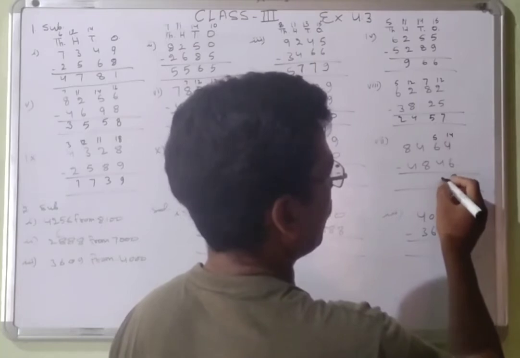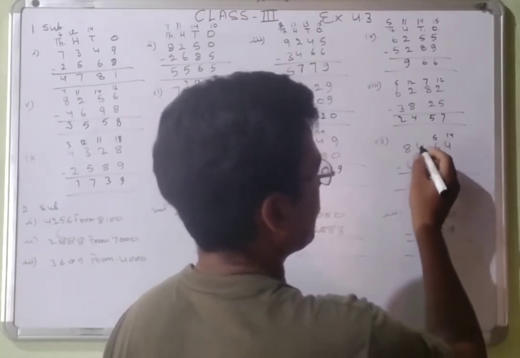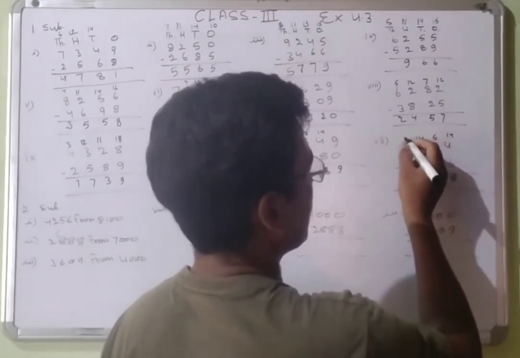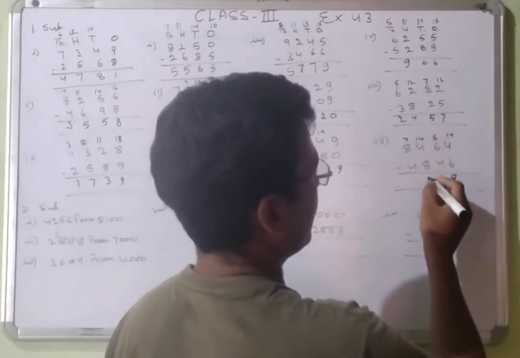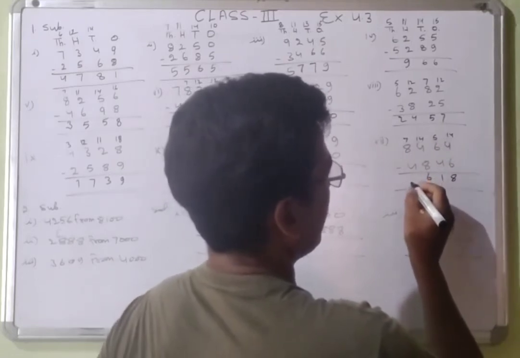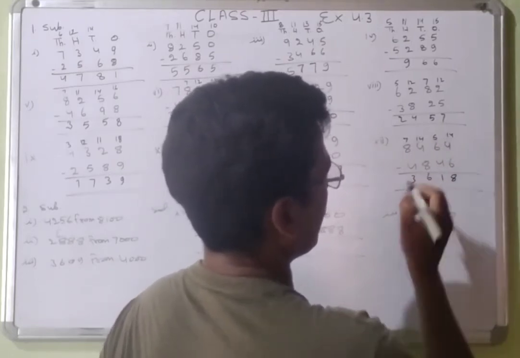5 less 4, 1. This 4 less 8 is not possible. So by carry this is a 14 or this is 7. So 14 less 8, 6. 7 less 4, 3.